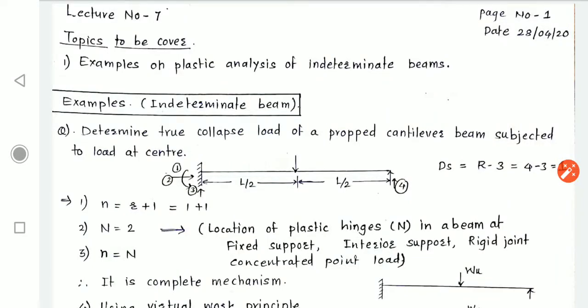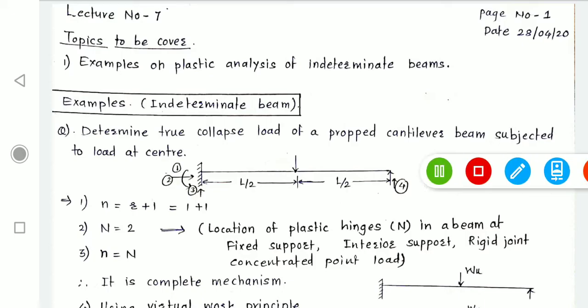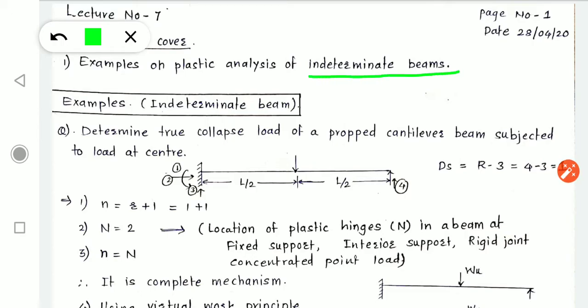The topic I'm going to cover under this lecture is examples on plastic analysis of indeterminate beams. In the previous lecture we have already covered one problem on determinate beams, and if you refer to the university question papers you will get to know that many of the questions are asked from indeterminate beams. They have focused upon the indeterminate beam, so in our lecture also we will focus upon indeterminate beams. So let's start with the first example.